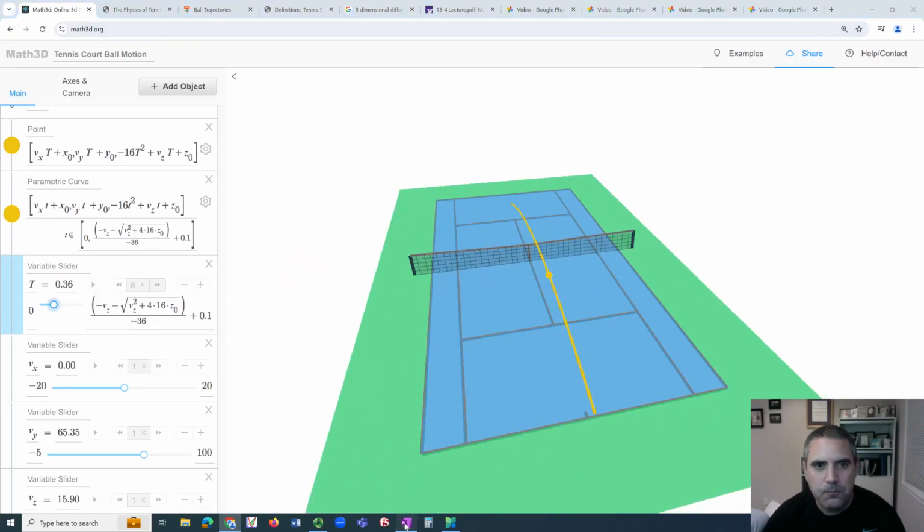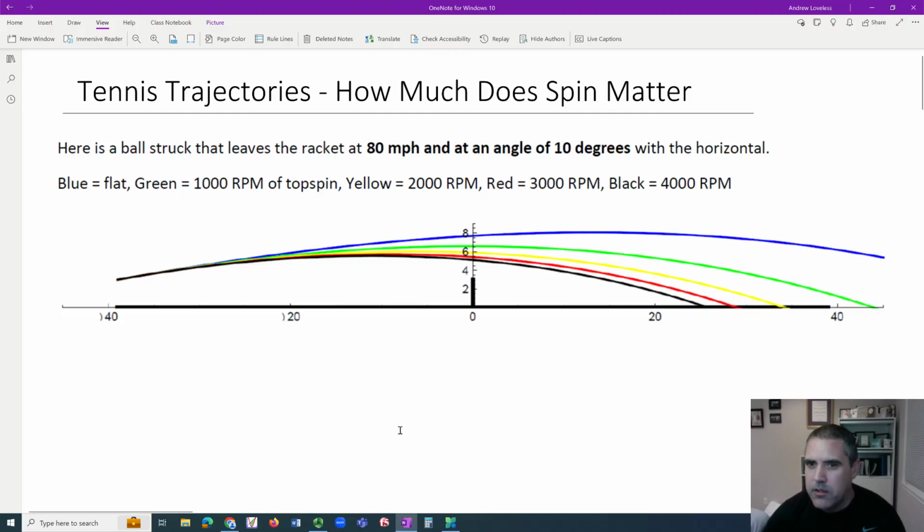Okay, so the research I did was on different spin angles. So I said, let's pretend we're standing at this edge of the court. It's 78 feet long. Here's the net in the middle. It's 3 feet tall in the middle.